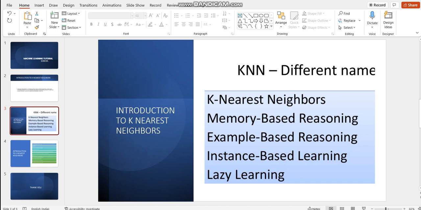Talking about the different names that k nearest neighbor has. The first one is k nearest neighbors, memory based reasoning, example based reasoning, instance based reasoning, and lazy learning.